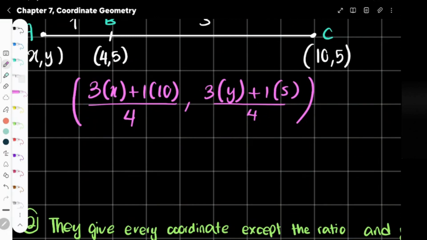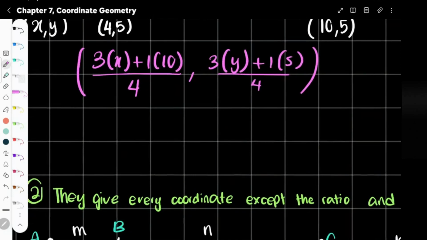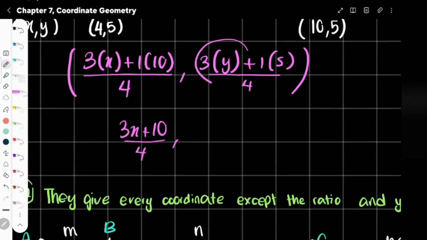So let's simplify this first so that you don't get confused. Just write 3x plus 10 over 4. Okay, 3y plus 5 over 4. So far you understand, right?